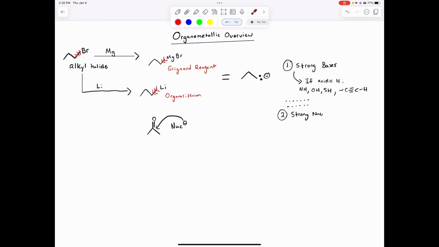And so in the next sections, we're going to show how these compounds act as strong nucleophiles with things that don't have acidic hydrogens. The next video is going to be a really long one. We're going to hit all of the major reactions with C double bond O compounds. And I'll see you there.